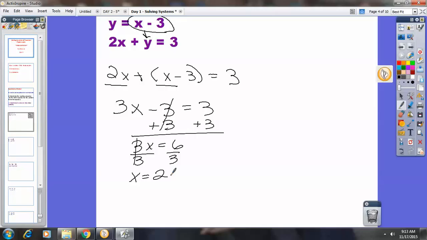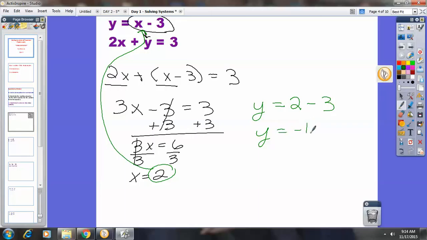So I'm going to take 2 and put it back up into, it doesn't matter which equation, I'm going to use the first equation. And now I'll solve for y. 2 minus 3 is negative 1. Like we said, our solution is going to be an ordered pair, 2, comma, negative 1.